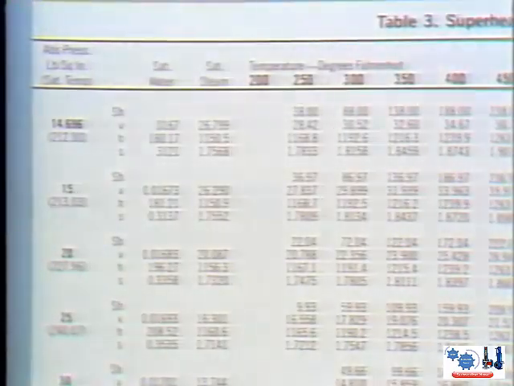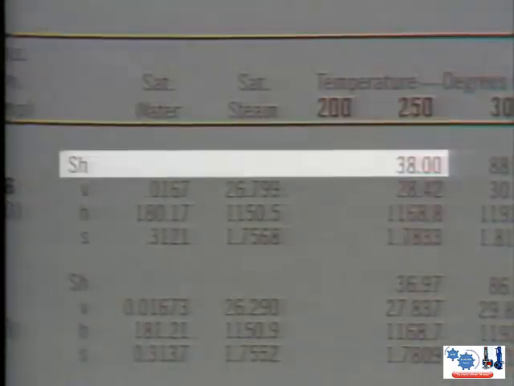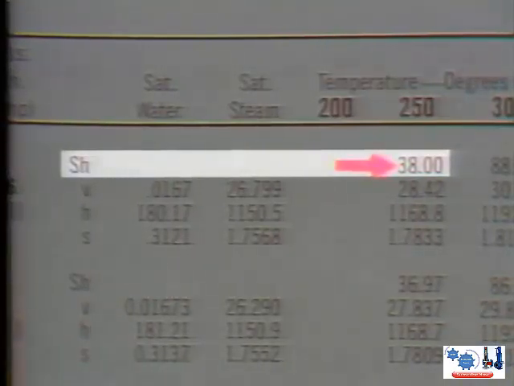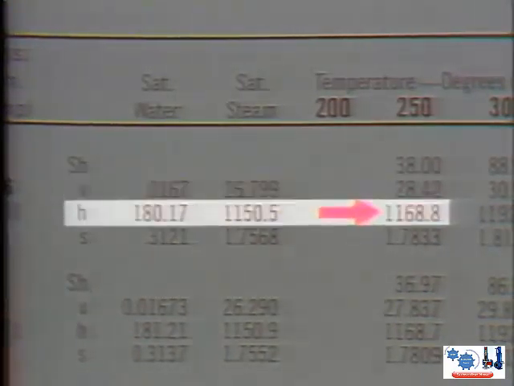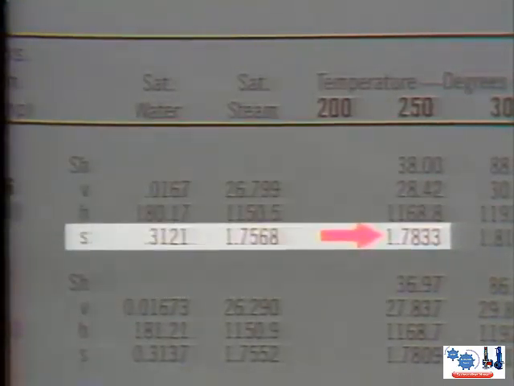From here on, we can read the values for superheat, specific volume, enthalpy, and entropy directly from the tables. Notice that since the first temperature column is 200 degrees, a temperature below saturation for water at 14.696 psia, no values are given. But from 250 degrees Fahrenheit on up, we have values. At 250 degrees Fahrenheit, the amount of superheating that has occurred is 38 degrees. This means that the temperature of the steam is 38 degrees higher than the saturation temperature. The specific volume of the superheated steam at 250 degrees is 28.42 cubic feet per pound. Enthalpy is 1168.8 BTUs per pound, and entropy is 1.7833 BTUs per degree Fahrenheit per pound.